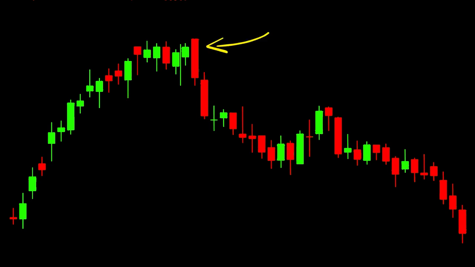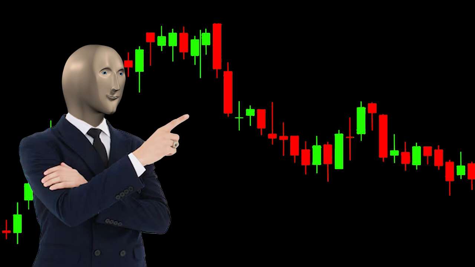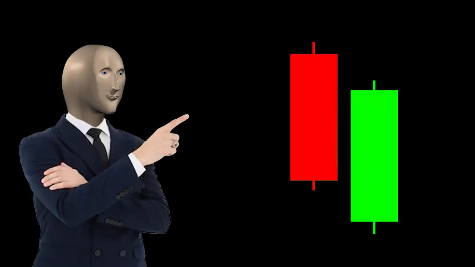The larger the red candle, the stronger the signal. Enter below the red candle's low, stop above its high. It warns buyers are weakening. This pattern suggests a trend flip to bearish, but wait for confirmation to avoid false signals. Piercing line, a 2-candle bullish pattern.